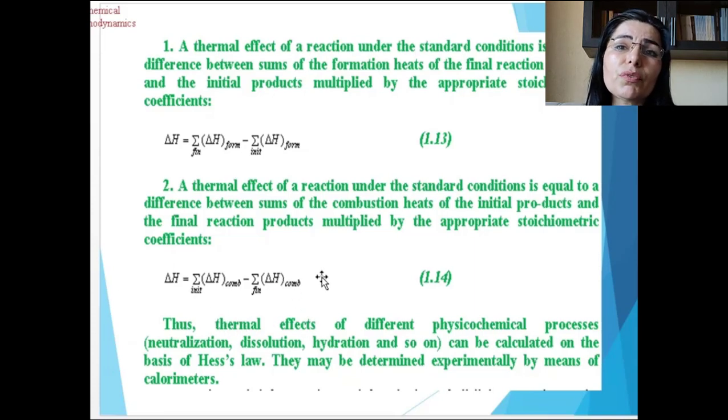Thus, thermal effects of different physico-chemical processes, for example, neutralization, dissolution, hydration, and so on, can be calculated on the basis of Hess's law. They may be determined experimentally by means of calorimeters.